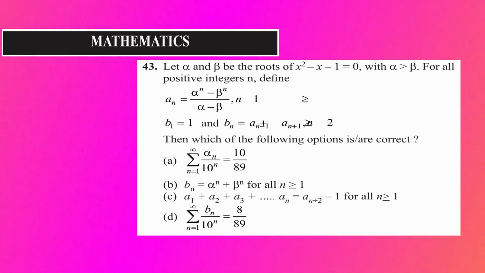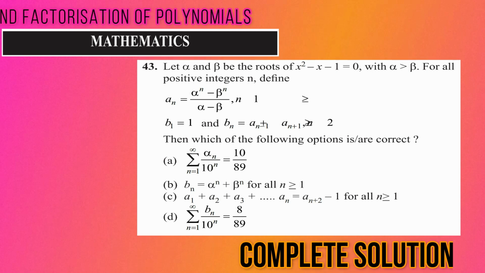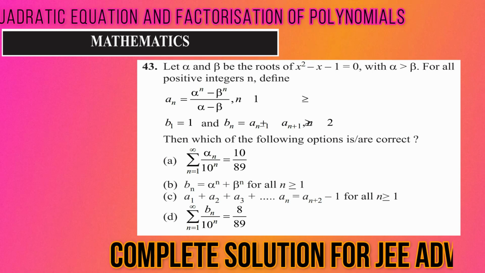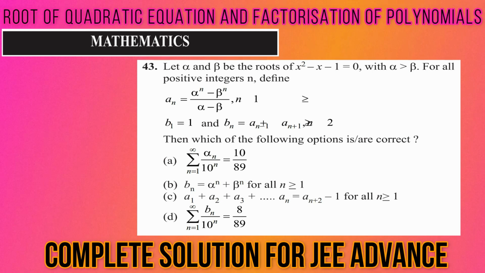Here in our question, we have alpha and beta as the roots of x square minus x minus 1 equal to 0. That means alpha and beta are the two roots given for this quadratic equation, and alpha is strictly greater than beta. That means alpha is bigger than beta, so the relation between these two roots is also given, for all positive integer n.